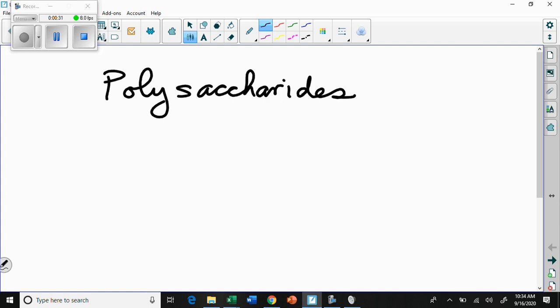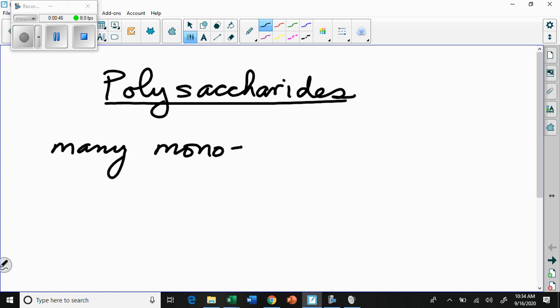And so how do we make a polysaccharide? Well, let's make the simplest polysaccharide by taking an alpha glucose. Well, before we do that, let's just write what we mean. This is many monosaccharides joined together.